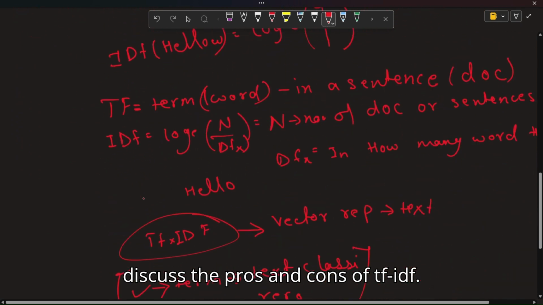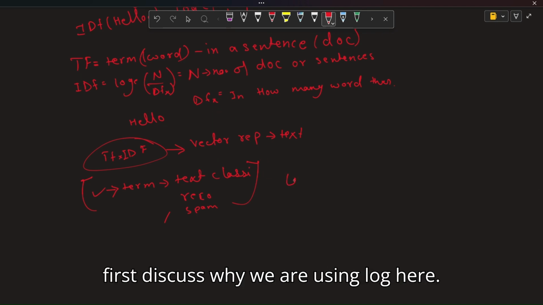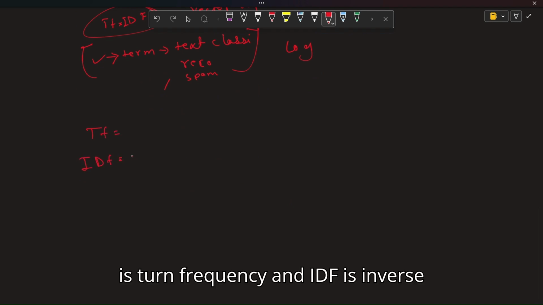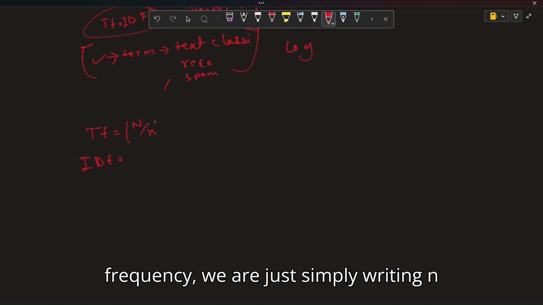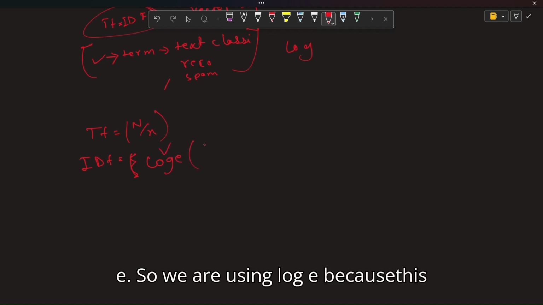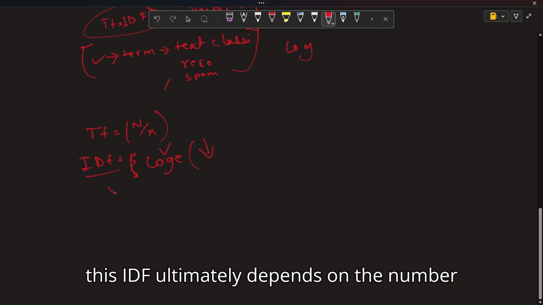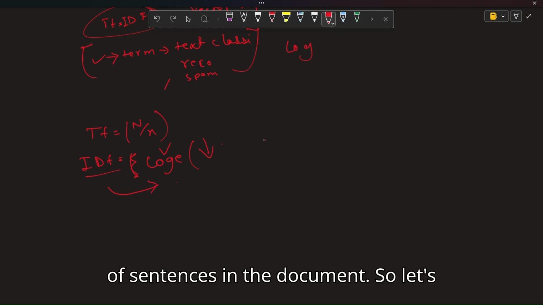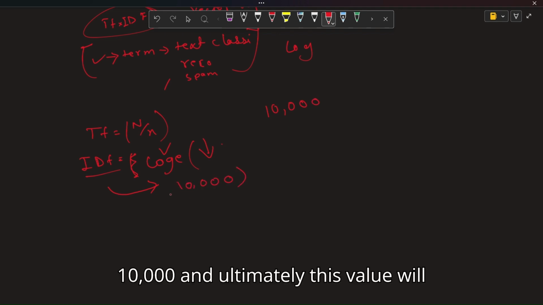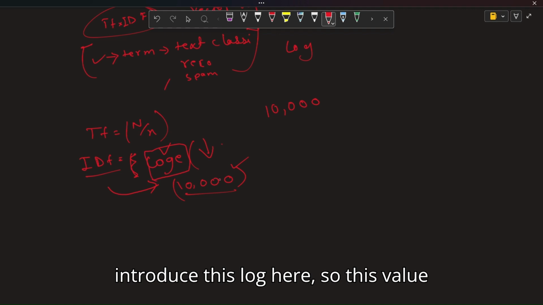Now let's discuss the pros and cons of TF-IDF. First, let's discuss why we are using log in IDF. TF is term frequency and IDF is inverse document frequency. In term frequency, we are just simply writing n by n, but in IDF we are using log e, because the number of documents can vary in the data. So this IDF ultimately depends on the number of sentences in the document. Let's say we have 10,000 sentences in our document. Then our numerator will become 10,000, and if we do not introduce the log here, this value will become very high.